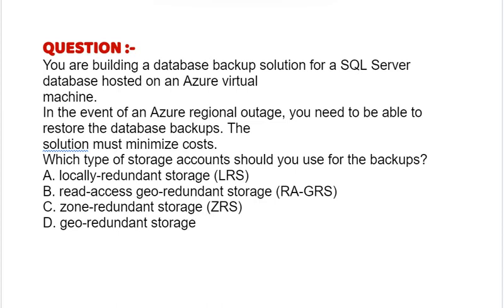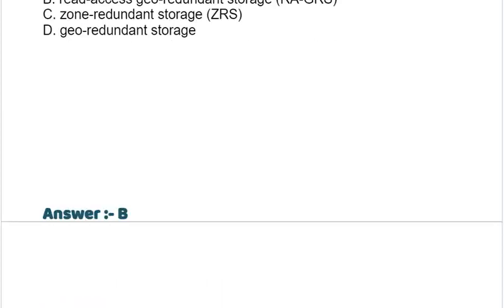Option A. Locally redundant storage (LRS). Option B. Read access geo-redundant storage (RAGRS). Option C. Zone redundant storage (ZRS). Option D. Geo-redundant storage. Correct answer is option B.